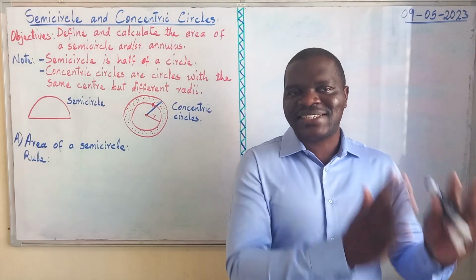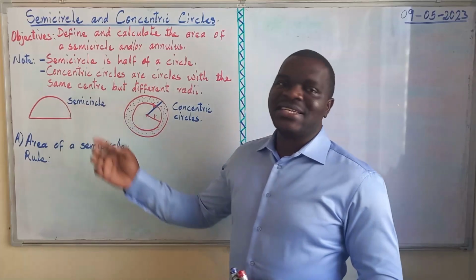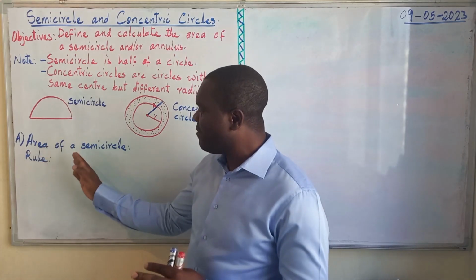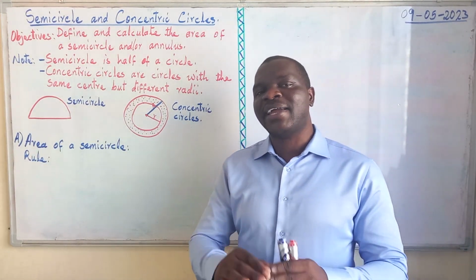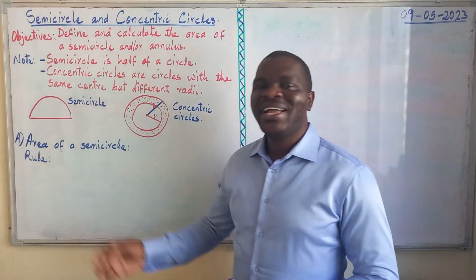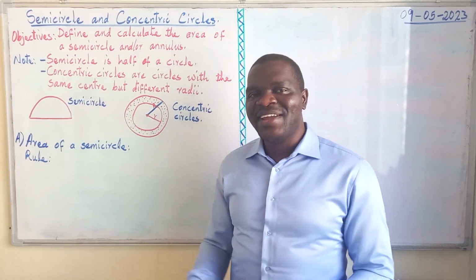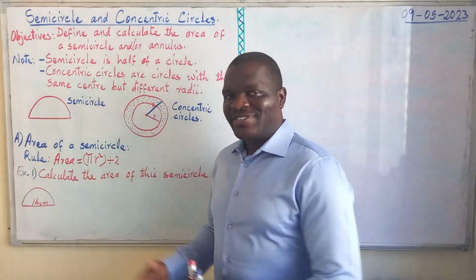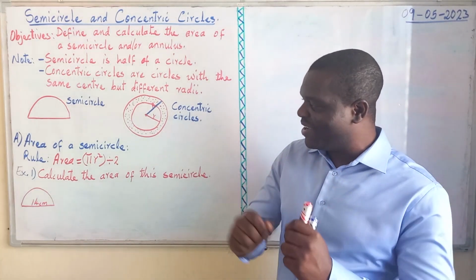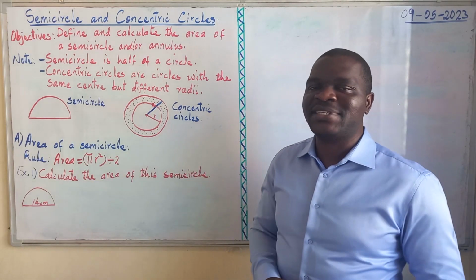We studied circles last week and we looked at the different aspects of a circle. A semicircle is half of a circle. So it is common sense to know that if you want to calculate the area of a semicircle, you simply find the area of a circle and divide by 2. So we're going to state the rule, then look at some examples so that we can better understand how to find the area of a semicircle. The rule states that area is equal to pi r squared, which of course is the area of a circle, divided by 2, because a semicircle is half of a circle.